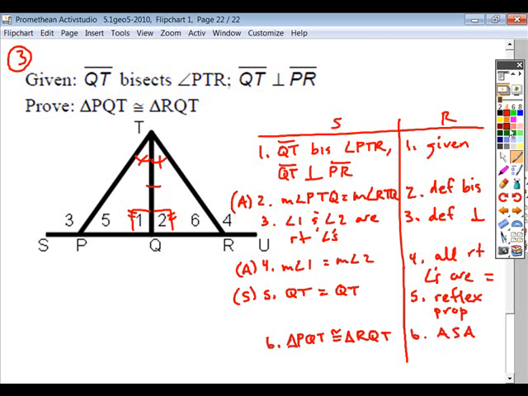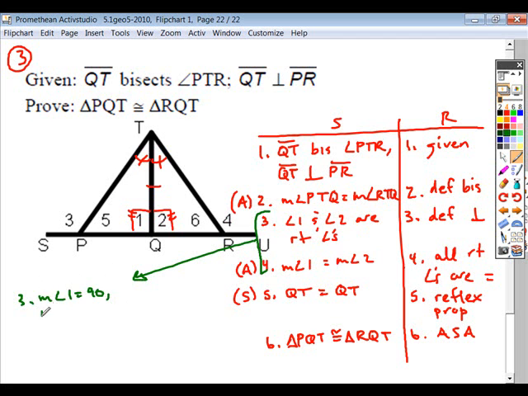Okay, now there's two things that I want to discuss here. The first is there's an alternate set of justifications for step 2 and 3. Instead of saying that, or I'm sorry, 3 and 4. All right, so the alternate for statements 3 and 4 are, instead of saying that they're right angles and then that all right angles are equal, we could have begun right away by stating what the actual angle measure is.